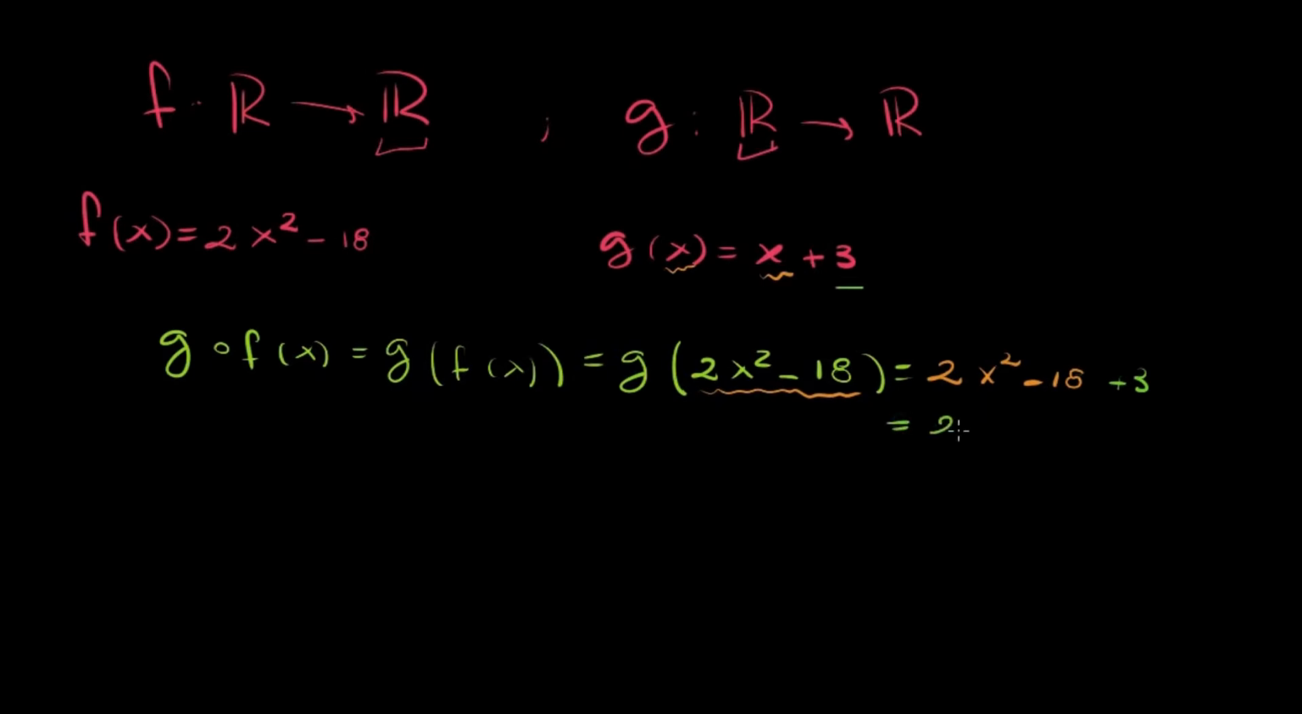Now we can solve this. This would be 2x squared minus 15. Okay, so that's g composed with f.